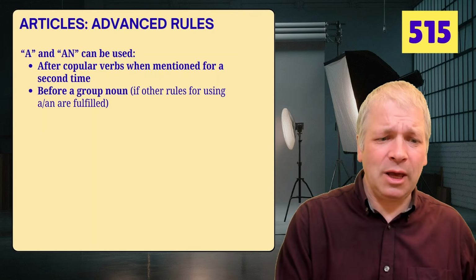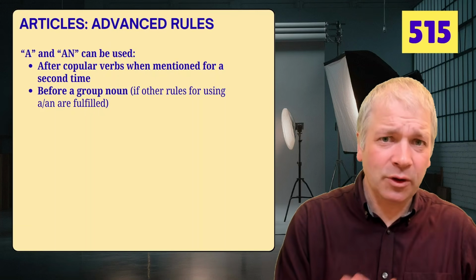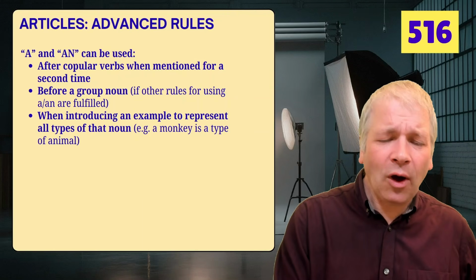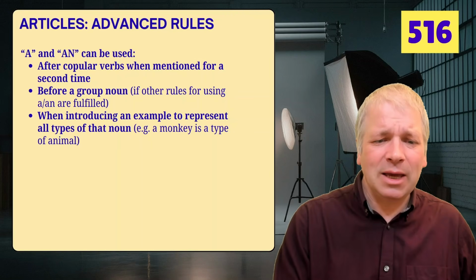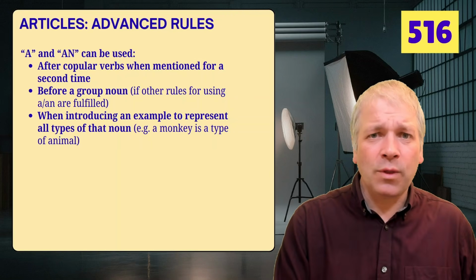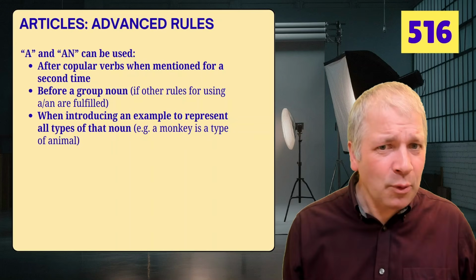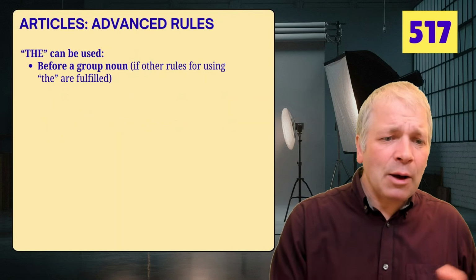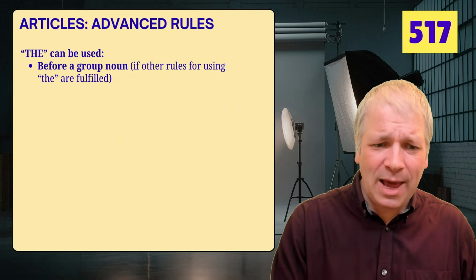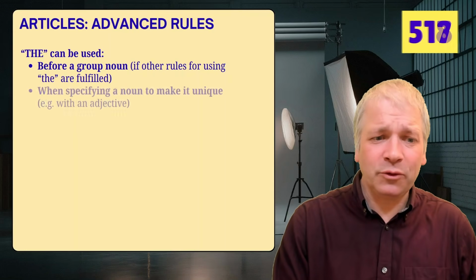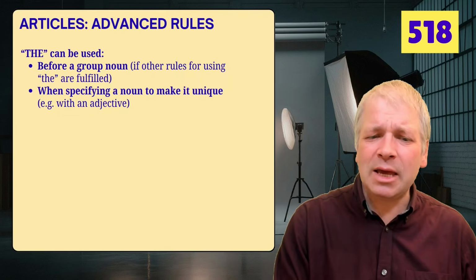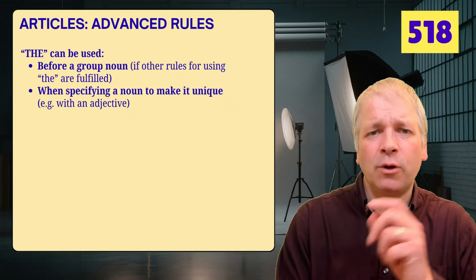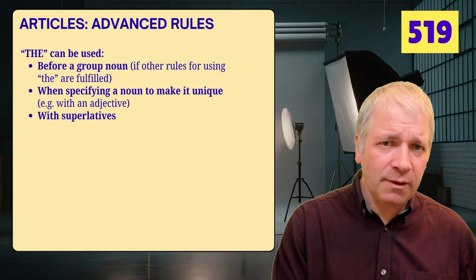Before a group noun, if other rules for using a or an are fulfilled, use a or an again. Or when introducing an example to represent all types of that noun. For example, a monkey is a type of animal. Although we will see that you can use articles quite flexibly when it comes to an example representing all types. Now, the at a more advanced level can be used before a group noun if other rules for using the are fulfilled. When specifying a noun to make it unique, for example, you add an adjective to show that you mean only one particular type of the noun, the one that's got the quality of the adjective. With superlatives, we use the.